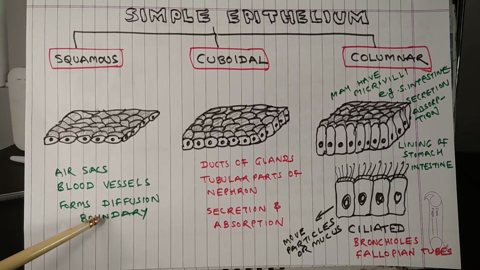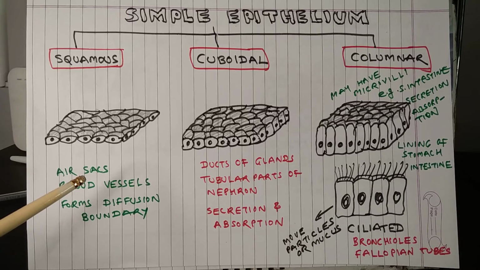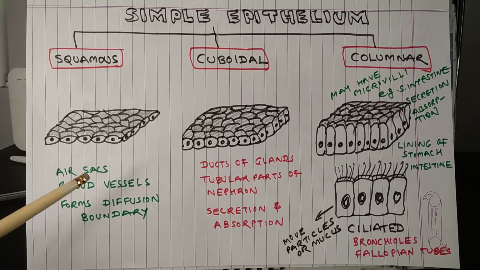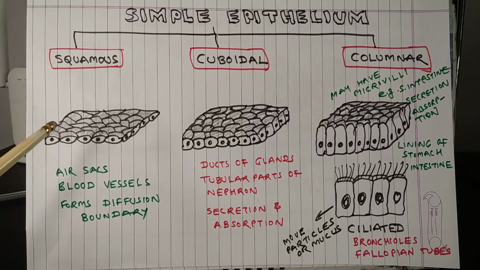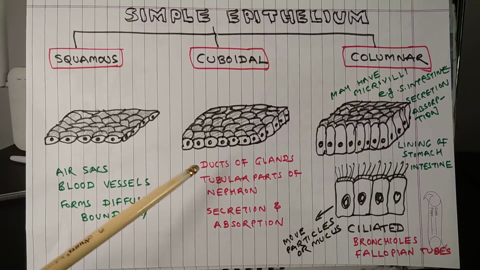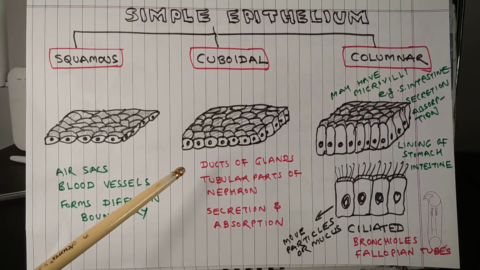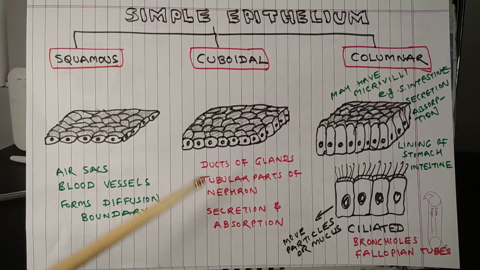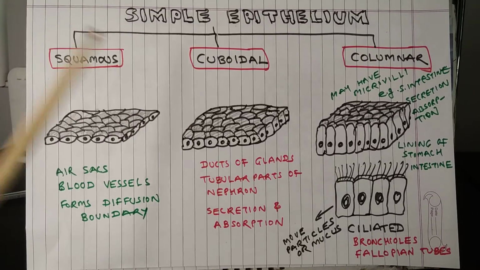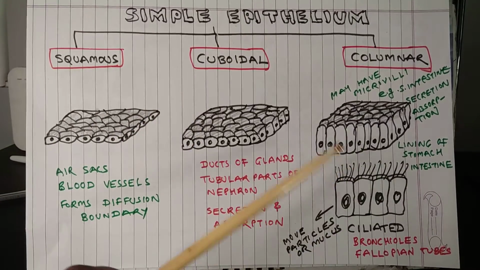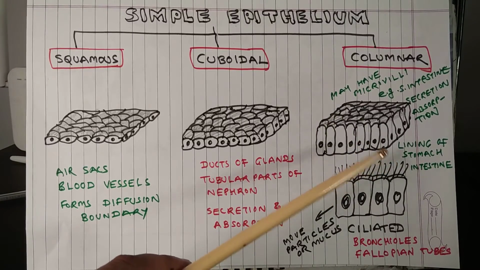So, let us take the example of alveoli. What happens in alveoli? There is exchange of gases. Oxygen comes in and carbon dioxide goes out. Cuboidal epithelium is found in ducts of glands, in tubular parts of nephron, and its function is secretion and absorption. Columnar epithelium is found in the lining of stomach, intestine.